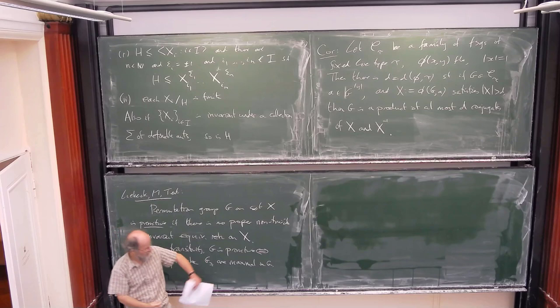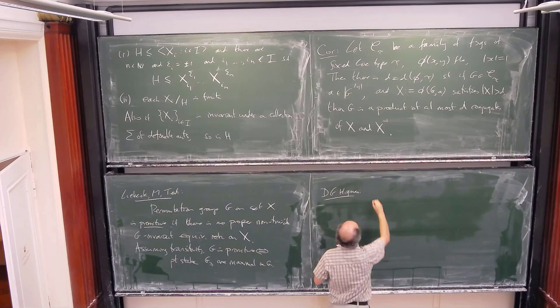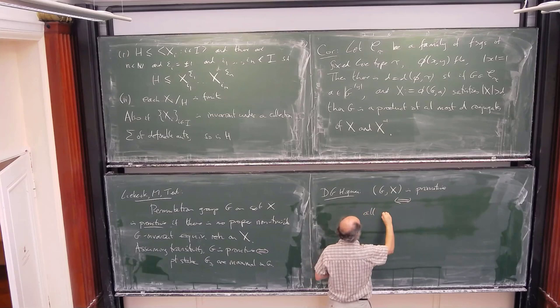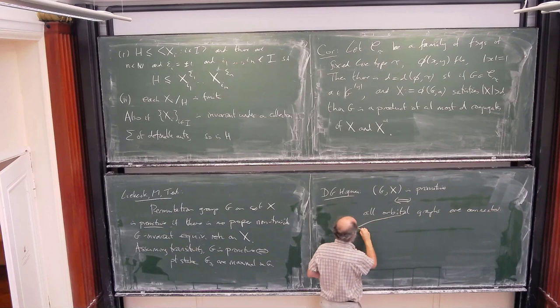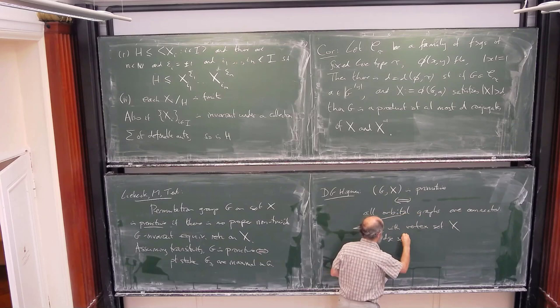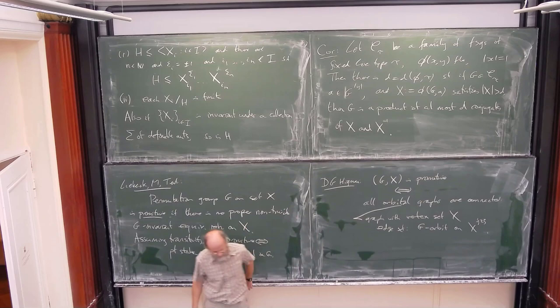And there's the nice criterion of D. G. Higman: G acting on X is primitive if and only if all orbital graphs are connected. An orbital graph is just a graph with vertex set X and edge set a G-orbit on two-element subsets of X. Okay, it's an easy fact.